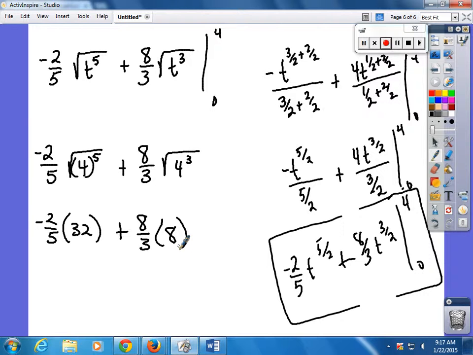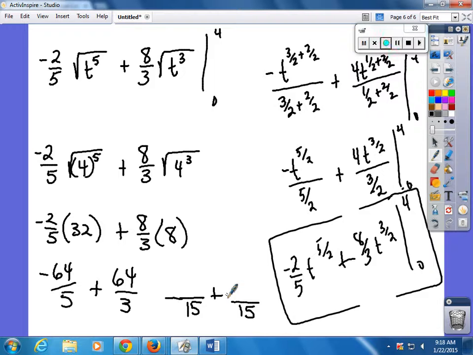I have no idea. So you can do it in your head if you don't think about it, I can. So 32 times 2 is 64 over 5, plus 64 over 3. And you got to have a common denominator of 15, I guess. And that's negative and plus. And 3 times 64 is 196.